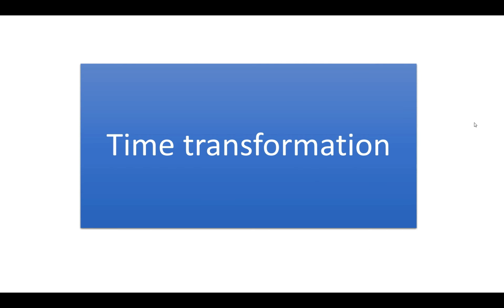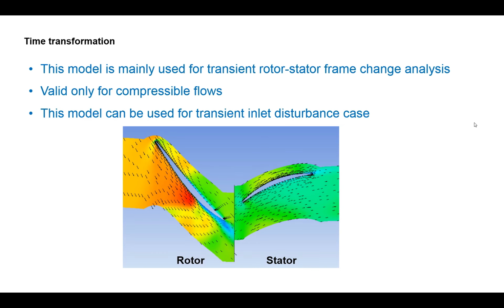Next is the time transformation model. This model is mainly used for transient rotor stator frame change analysis and it is valid only for compressible flows. This model can also be used for transient inlet disturbance cases.